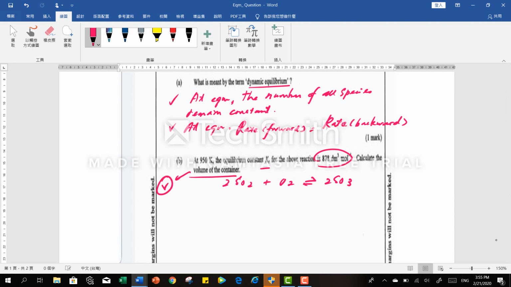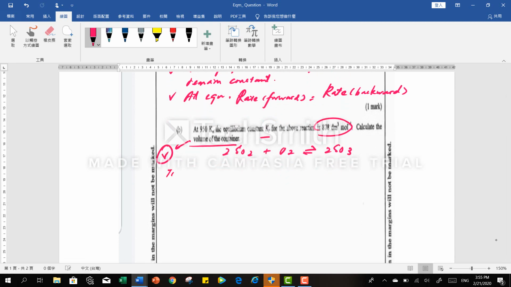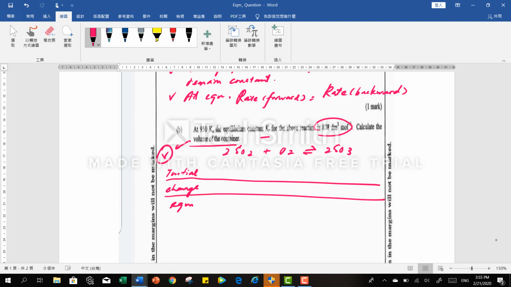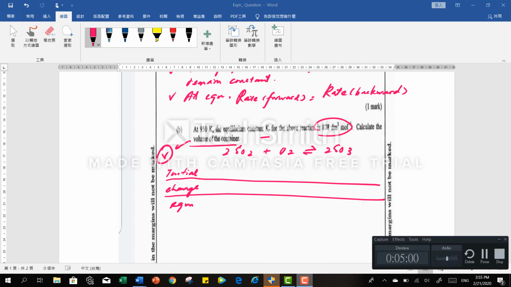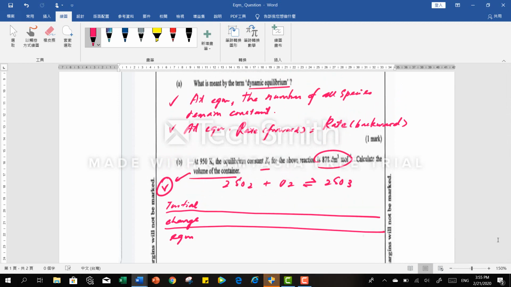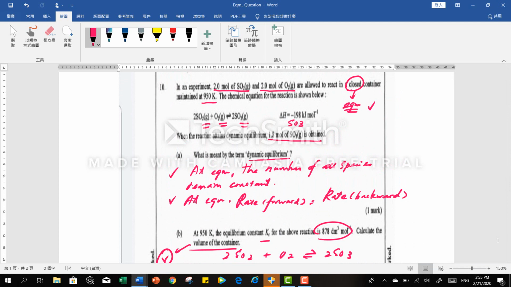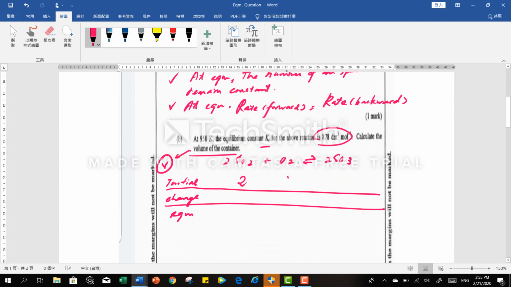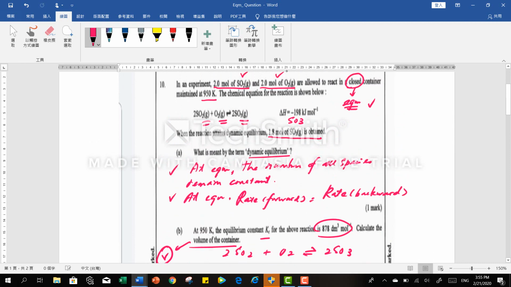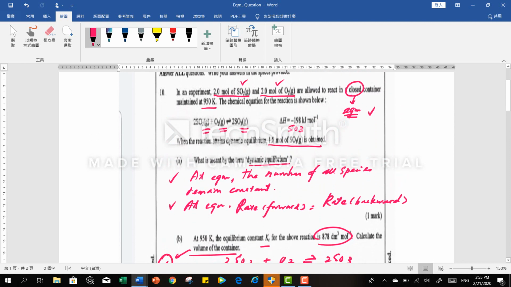Of course, we need the ICE table. In the exam, you need to write the ICE table and try to insert the given information into it, and see which ones are missing, and then we will be finding the missing ones, okay? So now let's take a look at 2 mole, 2 mole at the beginning. Since it's given in mole, I will use mole in the ICE table.